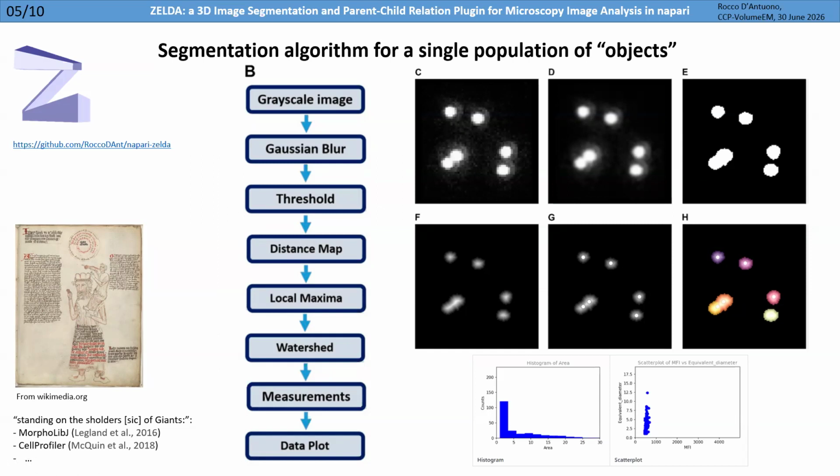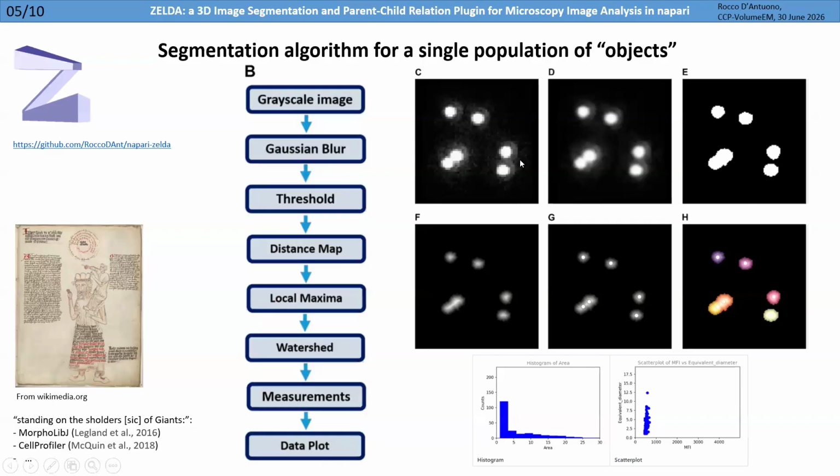Finally, one could be interested in measuring those objects. So it is important also to have the possibility to do very quick plots like histogram and scatter plot. I must say this is not something that was invented by us, but is basically the typical workflow that is used in very common software packages. For example, we got inspired by MorphoLibJ. Also in CellProfiler, if one had to write down a pipeline, one would compose it in a similar way.